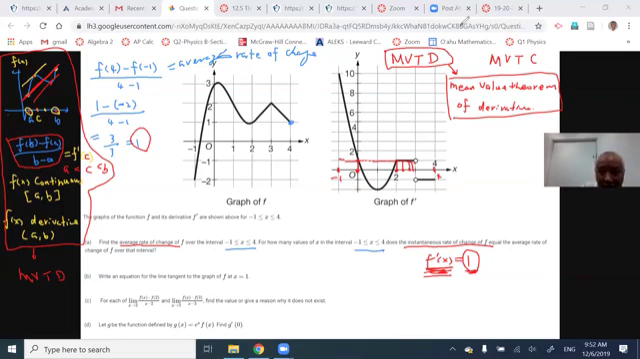Okay, let me just show you one more time. Here, in between negative one and one, this is the derivative. It must be equal to one, so we use the horizontal line at one. So you have here, you have here, you have here. So it means how many x are there?